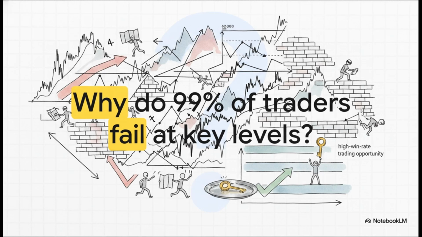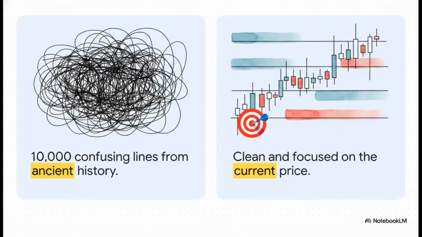But instead of seeing that crystal clear setup, most traders just see a wall of confusion. Just look at the amateur's approach. They draw 10,000 confusing lines, tracking every single tiny bounce from ancient history. They kind of think more lines mean more data, right? But patient professionals know the exact opposite is true. The pro's chart is clean. It is laser-focused only on recent, highly relevant price zones.